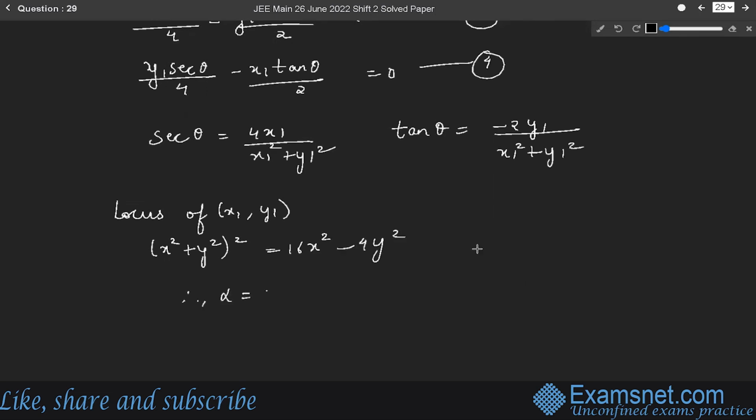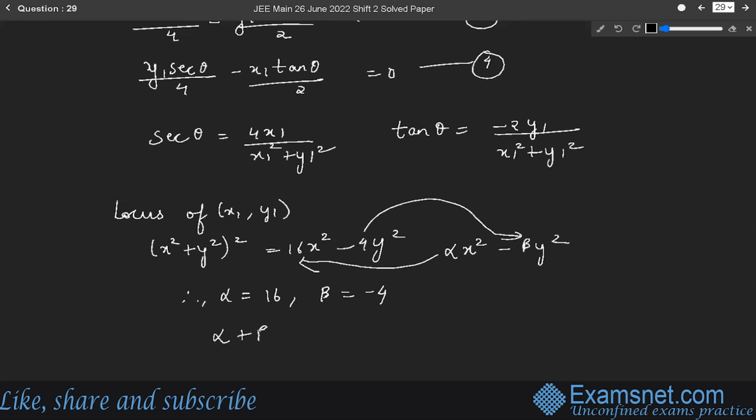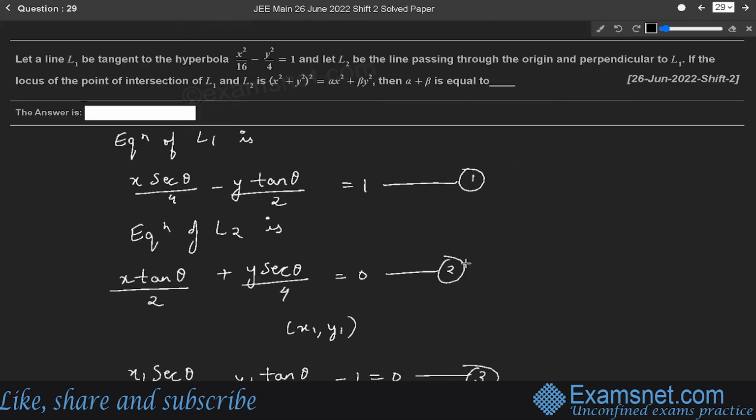Therefore, alpha is equal to 16 and beta is equal to minus 4, because in the question we are given an equation which is alpha x square plus beta y square. So comparing both the terms, here alpha is equal to 16 and beta is equal to minus 4. Now we have to calculate the value for alpha plus beta. So alpha plus beta will be equal to 16 plus minus 4. So it will be equal to 12. Hence we can say that the correct answer for this question is 12.